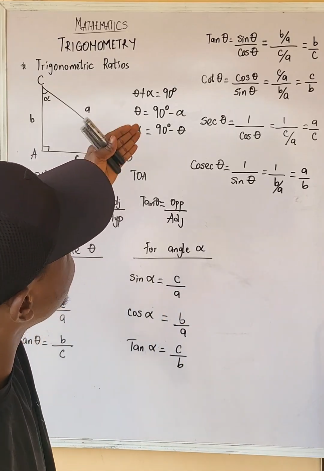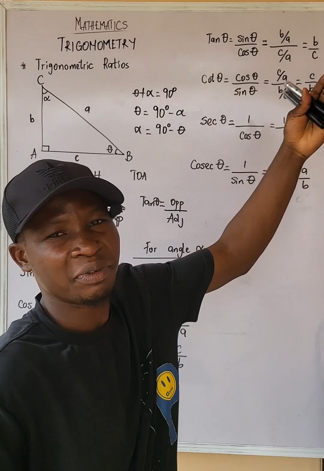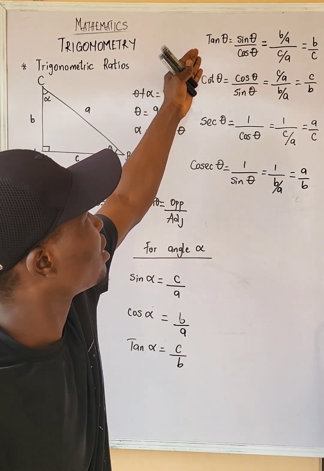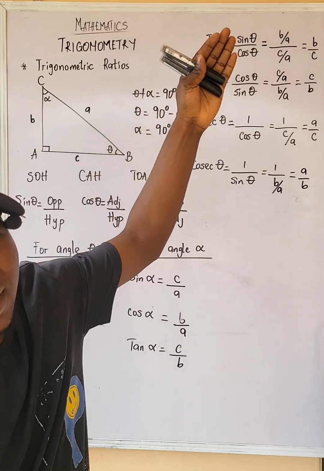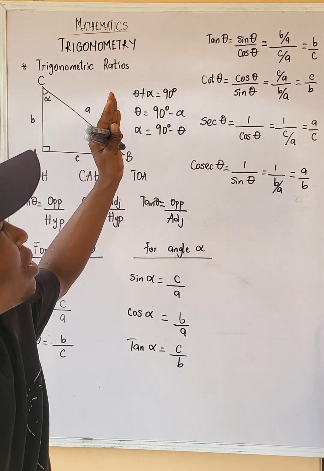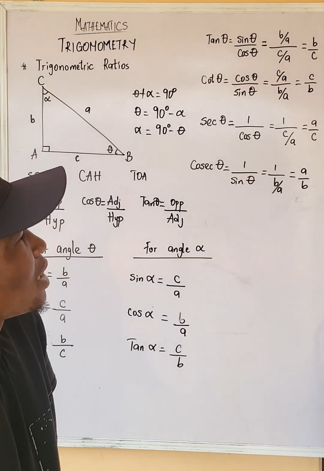So all these things will actually help you, not only in trigonometry, they also help you in differentiation, because we use it in differentiation. So just know that another way to write tan theta is sin theta over cos theta. Another way to write cot theta is cos theta over sin theta. Another way to write sec theta is 1 over cos theta. And another way to write cosec theta is 1 over sin theta.